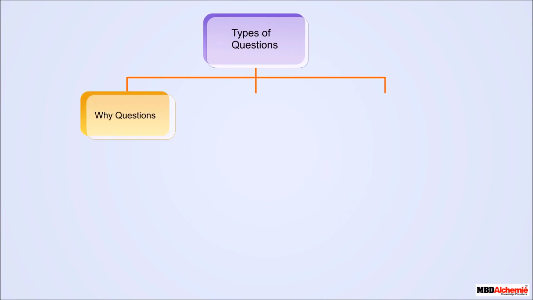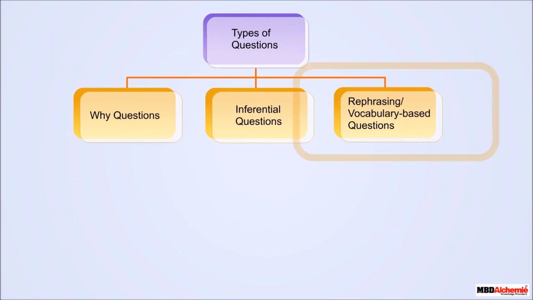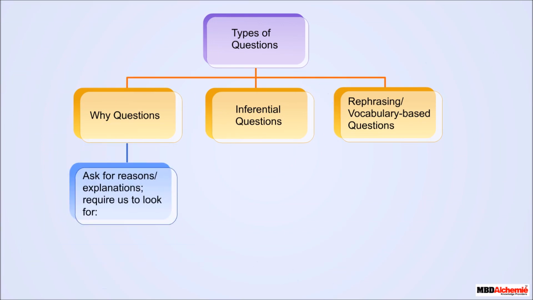There are basically three types of questions that are based on comprehension: why questions, inferential questions, and rephrasing or vocabulary-based questions. Why questions require us to give reasons or provide explanations for our answers. To answer such questions, look for words that show cause, effect, and purpose.